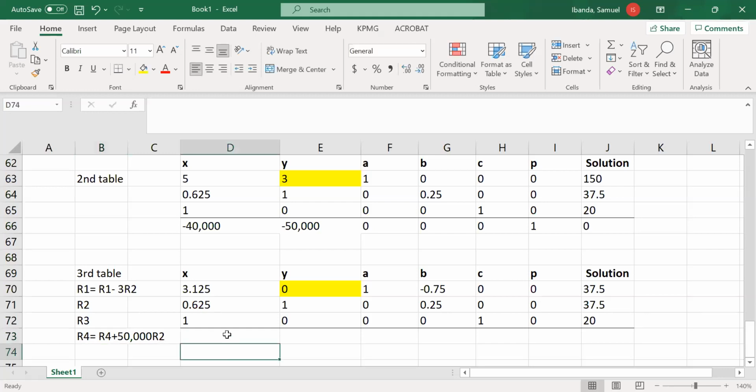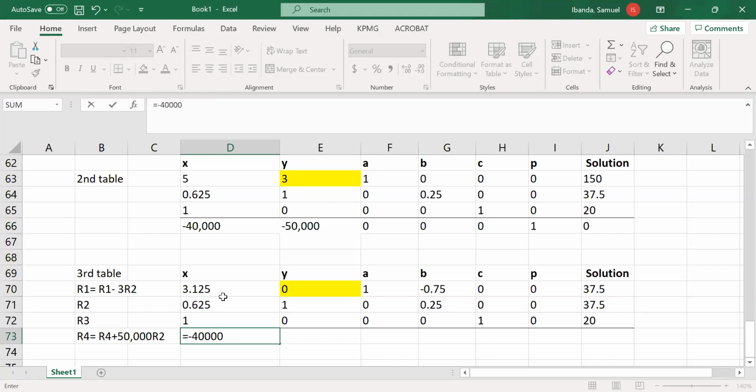So let's see how that comes. Let's start here. So this is 40,000. So it will be negative 40,000 plus 50,000 times what is on row 2, 0.625. Okay, I think that is what we basically do have. And I hope you're trying to pick something here. So let's see.